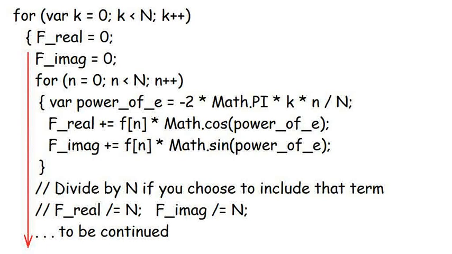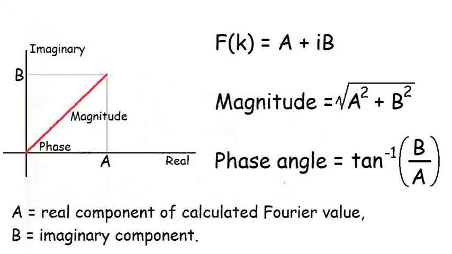You might remember from last week's lecture that some versions of the DFT formula divide the total calculated by capital N, others don't. In this program I don't, but I've included an extra line of code if you want to do that, commented out. Now before I show you the lower half of that for loop, I need to explain how we calculate the phase angle.